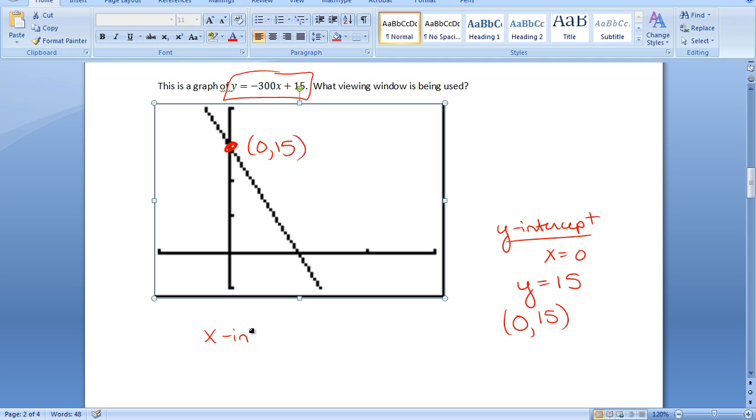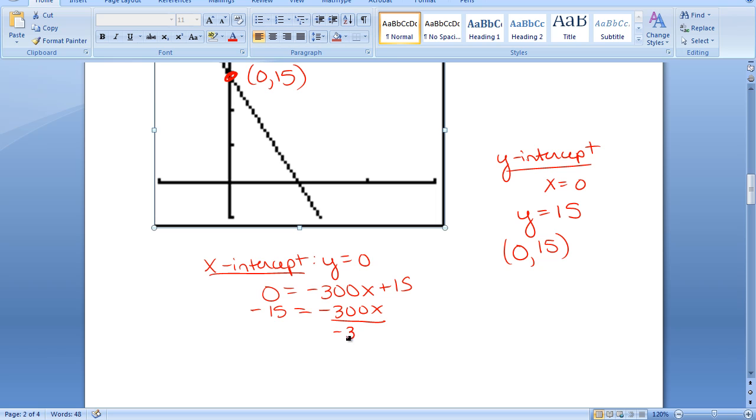Finding the x-intercept. The x-intercept occurs where the y value is 0. I let y equal 0 and solve the equation for x. When we let y equal 0, we found x to be 0.05, so the x-intercept is the point 0.05, 0. And I'll go ahead and label that on the graph.